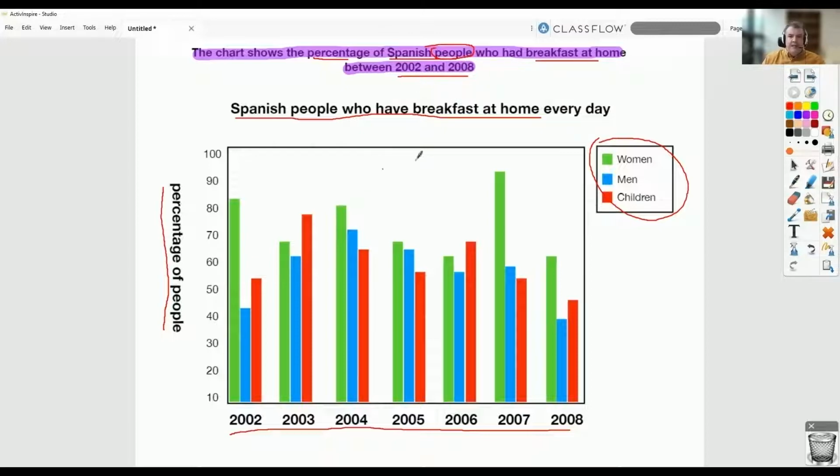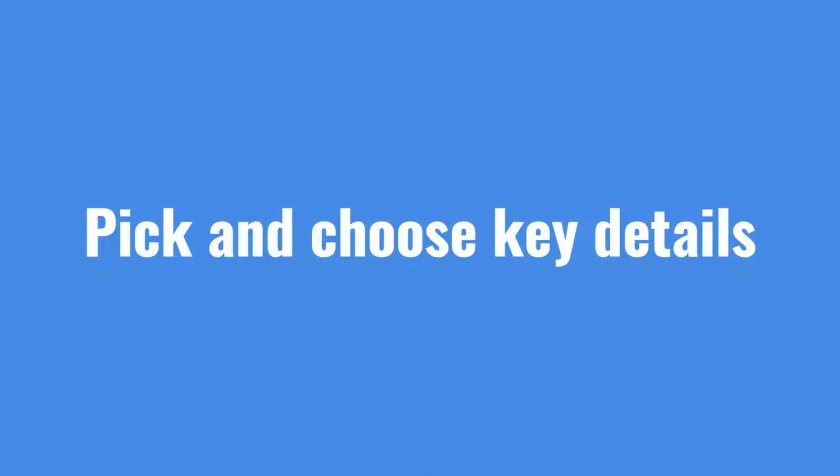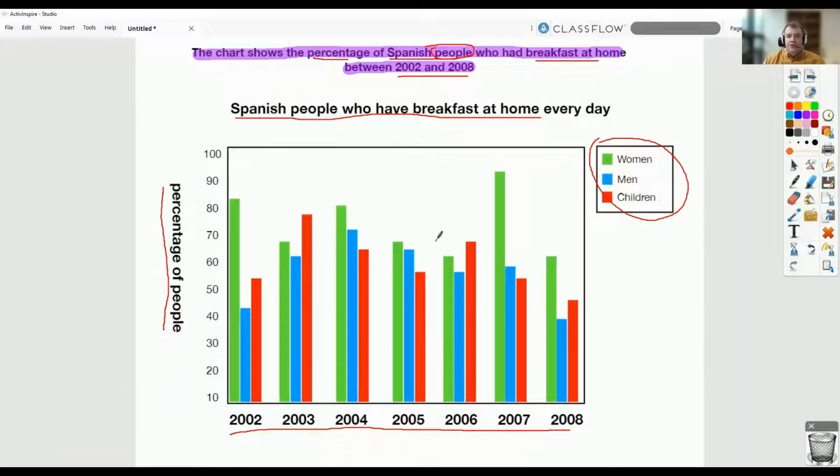So the next thing I would do, while I'm still looking at it, because what you need to do is summarize the information in the chart. Now, to do this, it's impossible. You can't talk about everything in here. You need to pick and choose the most important things. So what would you choose to mention? Remember, guys, you only have 150 words. It's not very long.